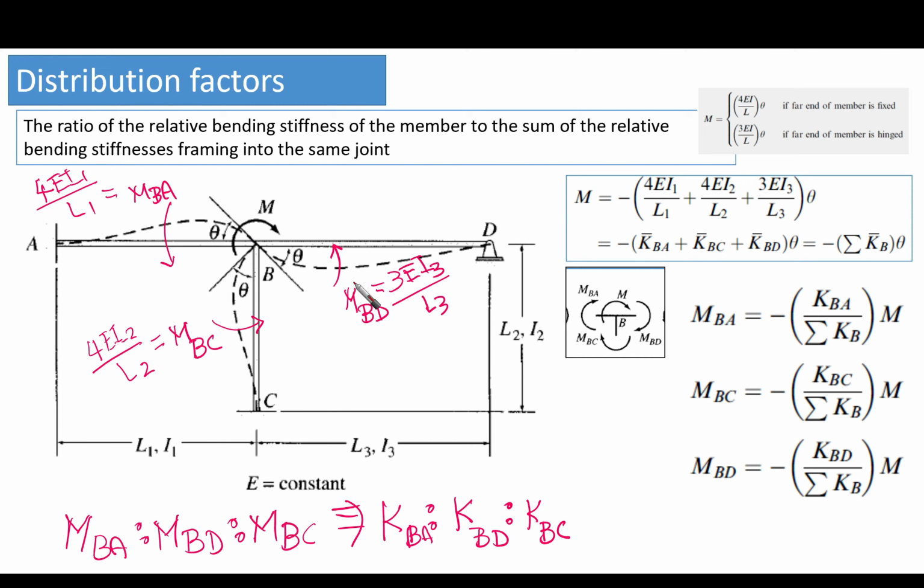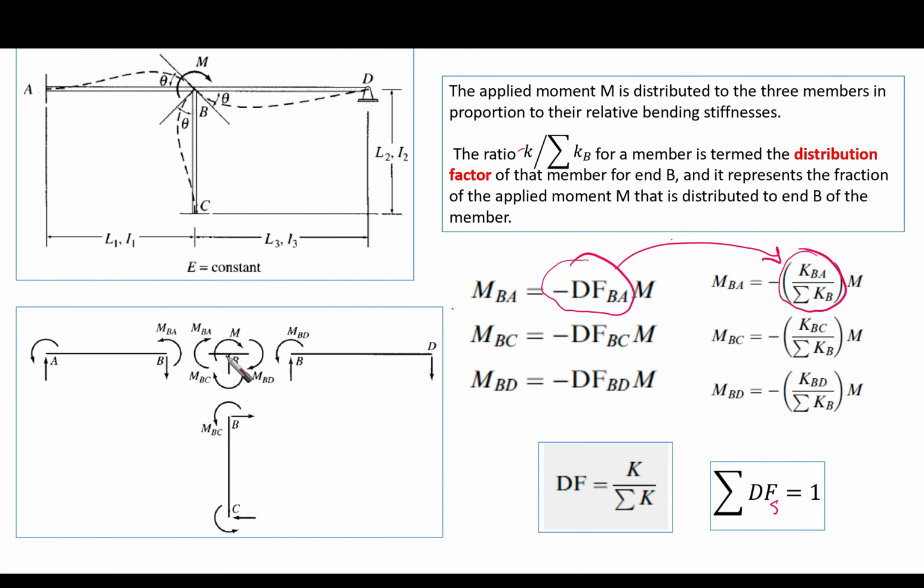What is the value of each moment that is going to be developed? First of all, we have member BD. The far end is hinged, and there is a theta that is going to be developed here. Actually, in order to know what's happening, they put it as if this is the result of M. So this is like the action. However, the reaction is here on the members.